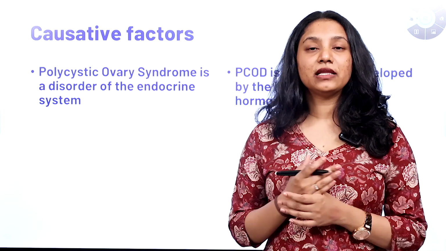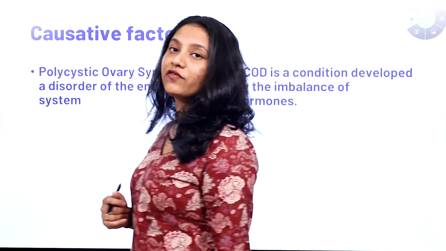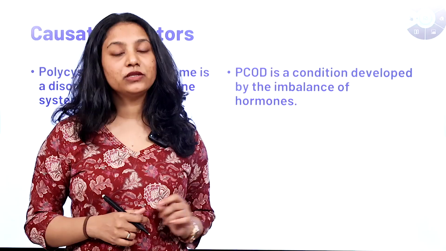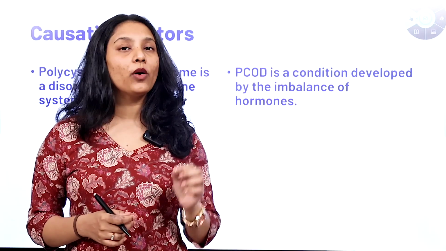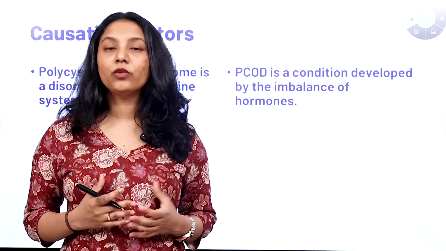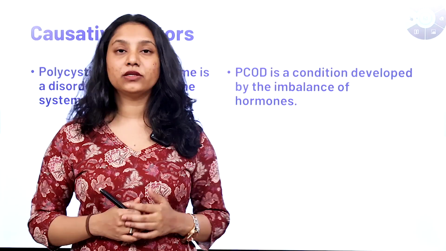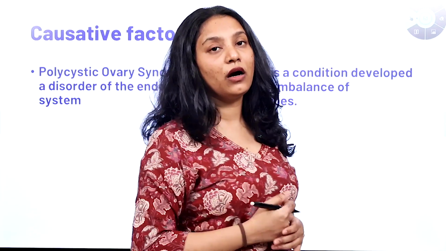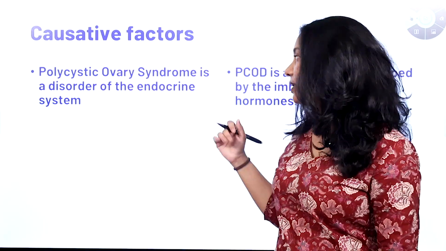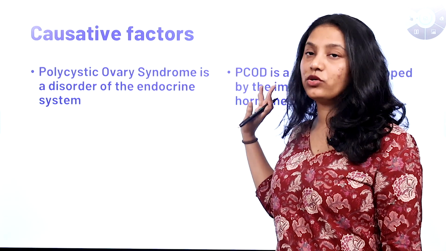Then what are the differences in their causative factors? The causative factor for PCOD is hormonal imbalance. In either PCOS or PCOD, we do not know the proper etiology. By etiology, I mean proper causation. We just assume something is happening in the body which is leading to hormonal disruption in PCOD, and excess androgen, or hyperandrogenism, in PCOS. PCOS is an endocrine disorder, whereas PCOD is strictly restricted to your reproductive system.